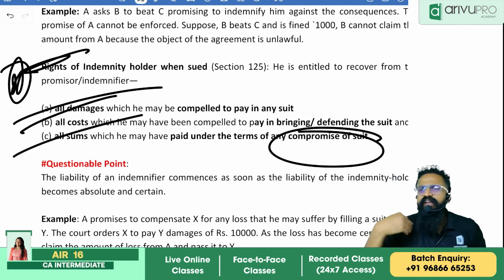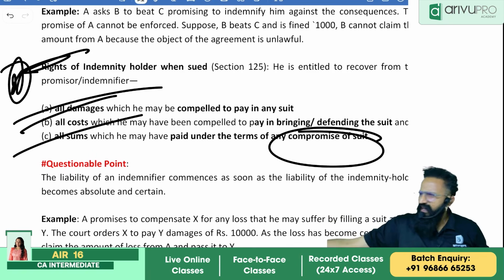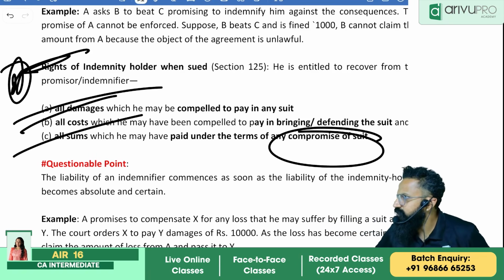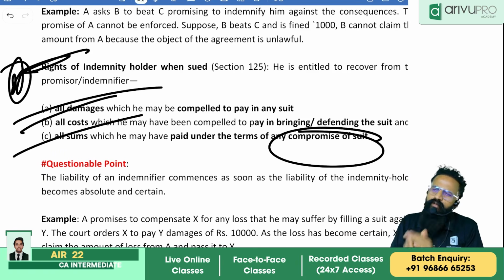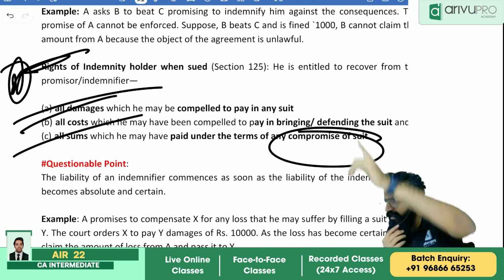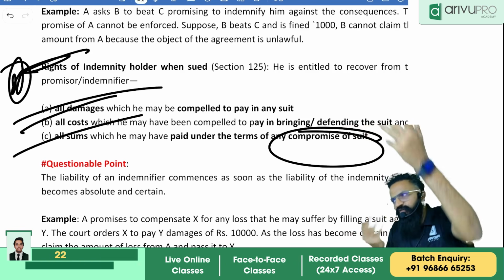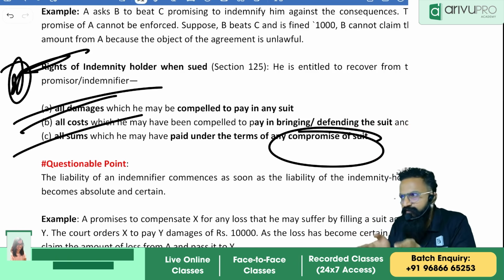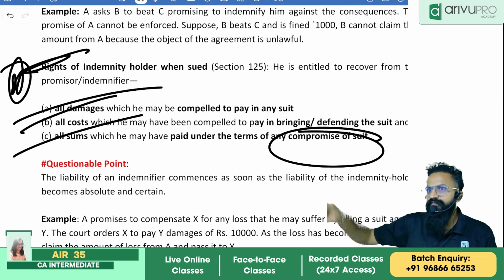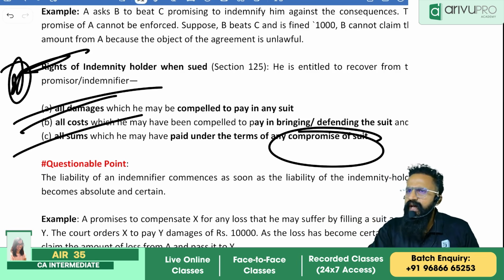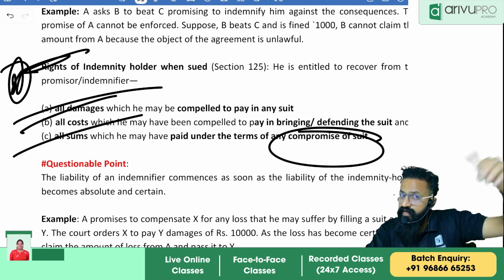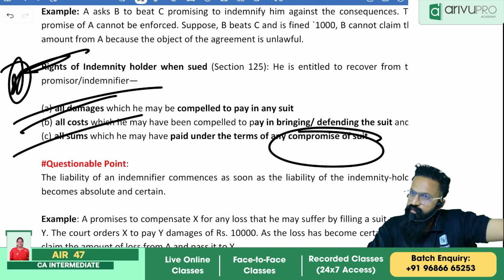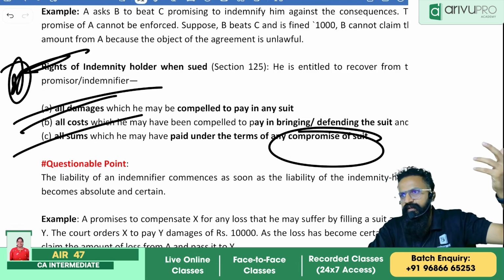That means what? Imagine the accident charges were some 3 lakh rupees. But we went and agreed with the third party, saying 3 lakhs I cannot pay, can you please reduce the compensation to 1 lakh? So we compromised the suit. We did not go to court. So the settlement amount, the indemnifier will have to pay. That is a compromise of suit. It need not be arbitration. It can be even mutual settlement. I need not even have to go to court. Mutually, if we agree, that also can be the liability of the indemnifier.